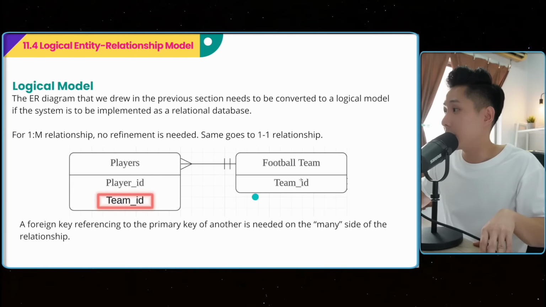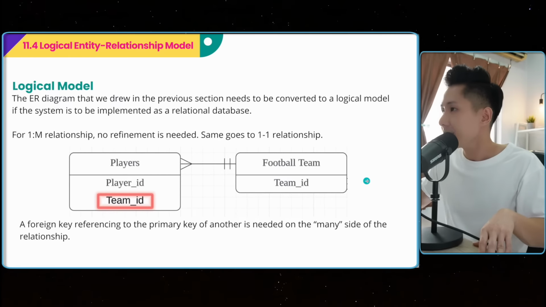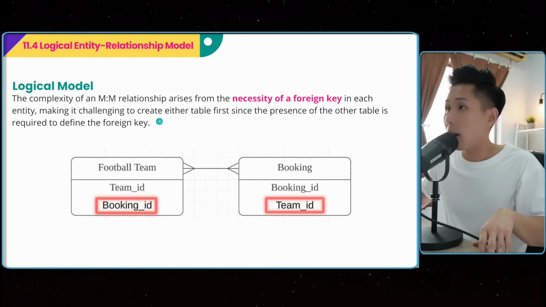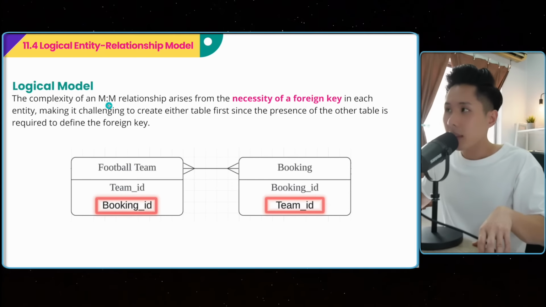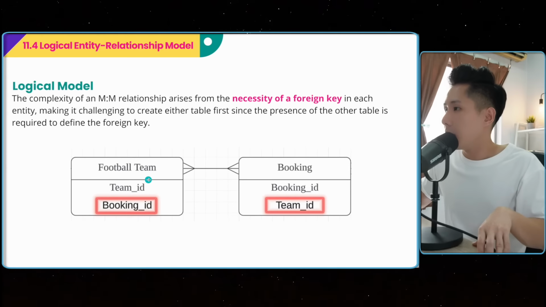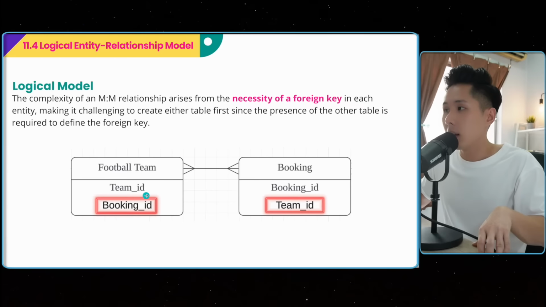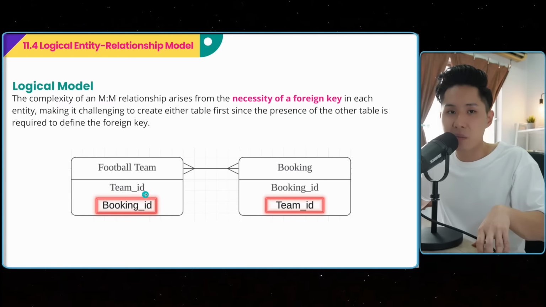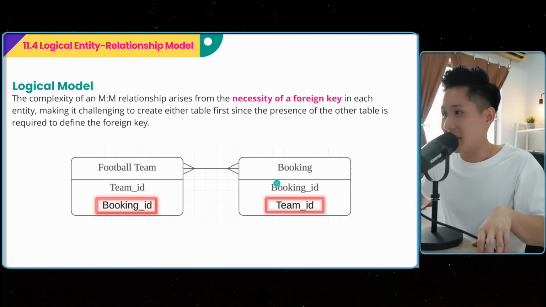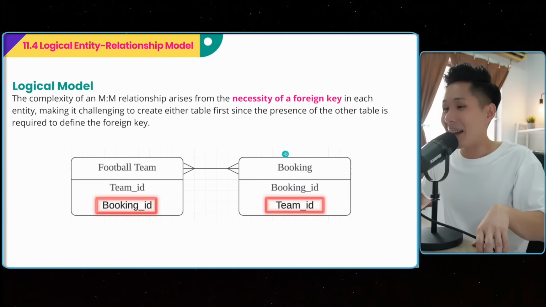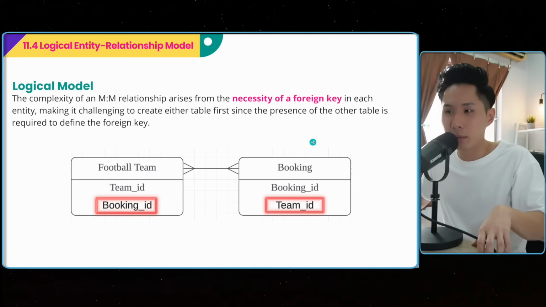And then this team ID is a foreign key to the football team table here. So another thing that requires refinement is the many-to-many relationship. Now we have a problem. See, both the football team and the booking tables have foreign keys of each other. But then it causes a problem because one table needs to be created before the other. So if the booking table is not created, you can't create a football team because you don't have the booking ID. But then if the football team is not created first, the booking doesn't have a team ID to refer to. So this is why it's hard to decide which table to make first.